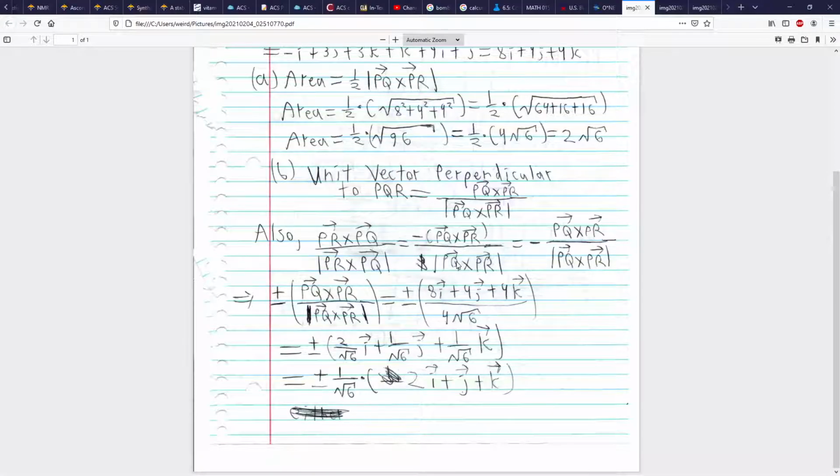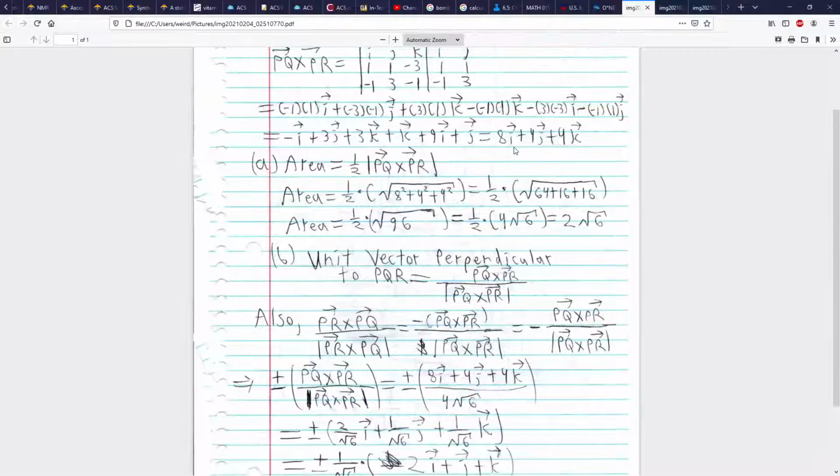Remember, the magnitudes are going to be the same for both PQ cross PR and PR cross PQ regardless. And PQ cross PR will be negative PR cross PQ. So basically, these two are positive PQ cross PR divided by the magnitude of PQ cross PR, and negative PQ cross PR divided by the magnitude of PQ cross PR. Okay? So pretty much, for this type, just include your plus or minus outside of it all, and then calculate it.